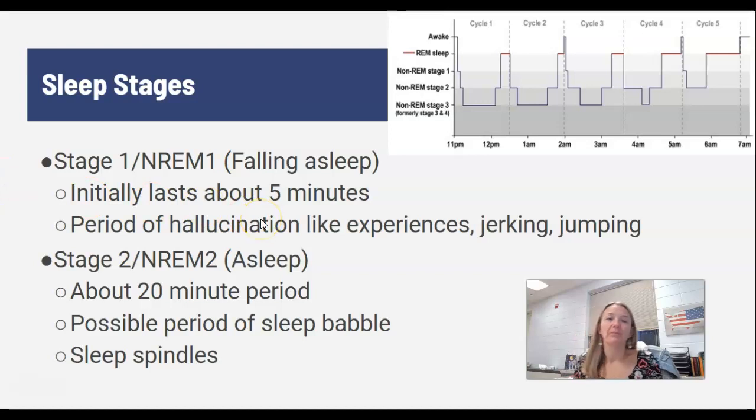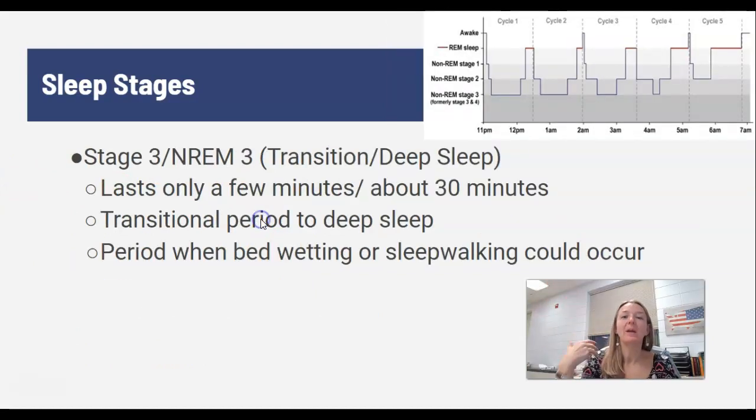Okay, so you're awake, you're falling asleep, you're asleep, and then we hit stage 3 or non-REM 3, which is your deep sleep. I will tell you, they formally called this something else, and you can see this in the graph in the upper right-hand corner.